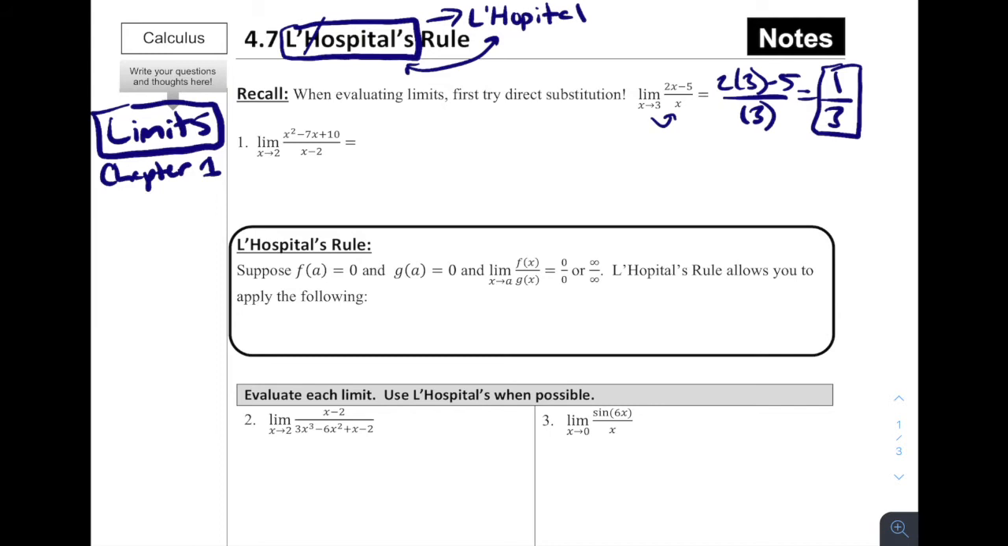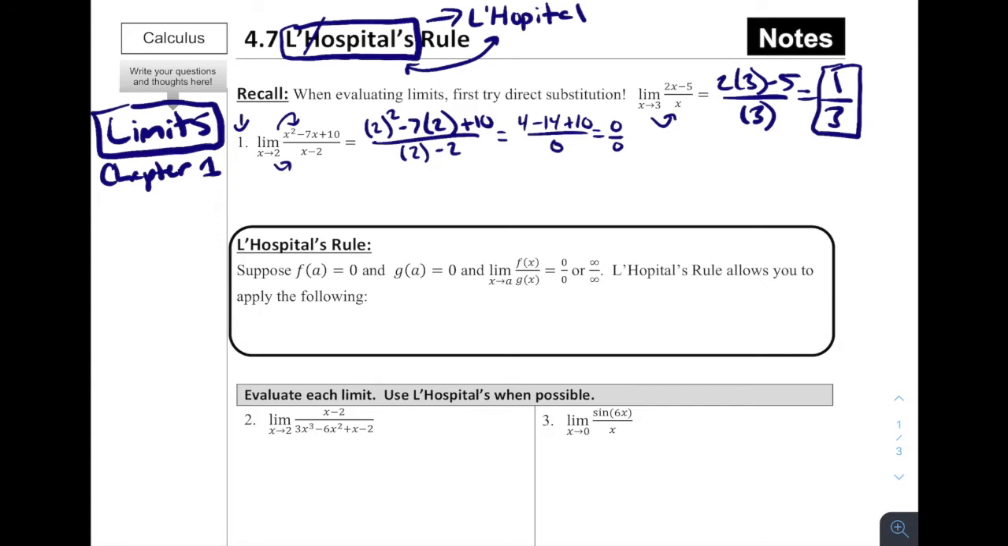However, if we look at problem number 1, the limit as x approaches 2 of x squared minus 7x plus 10 divided by x minus 2. Again, our go-to method is to try direct substitution. If we do that, we get 2 squared minus 7 times 2 plus 10, all divided by 2 minus 2. In the numerator, we've got 4 minus 14 plus 10, divided by 0. And so this looks like 0 over 0.